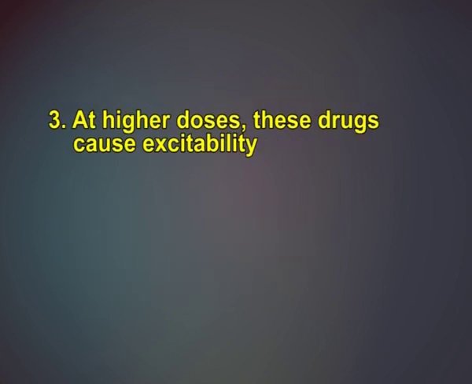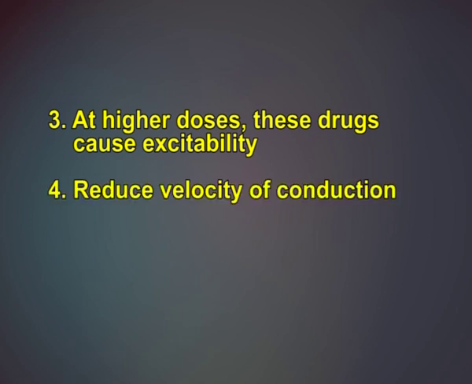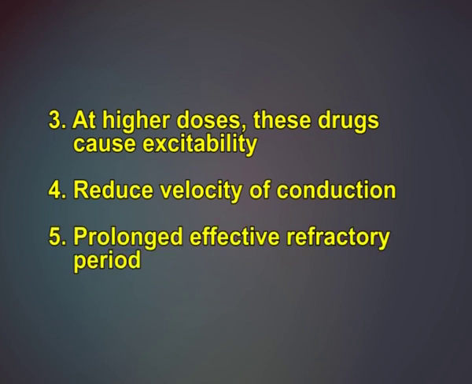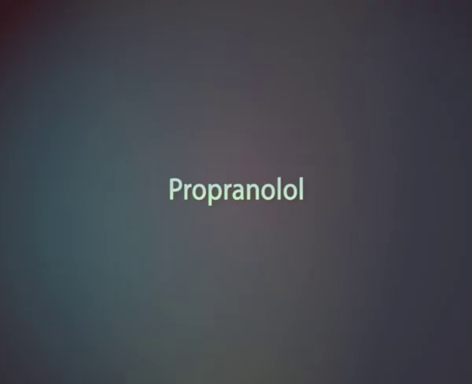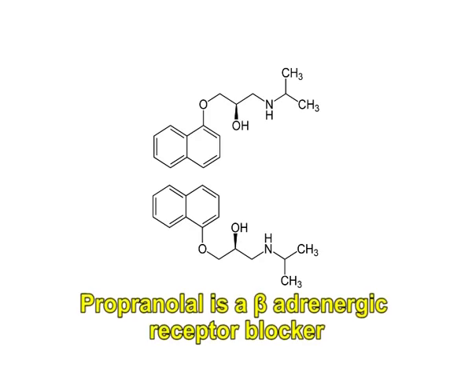Next, at higher doses, these drugs cause decreased excitability. Next, reduced velocity of conduction. Next, prolonged effective refractory period. The example of this class is propranolol. Propranolol is a beta-adrenergic receptor blocker.